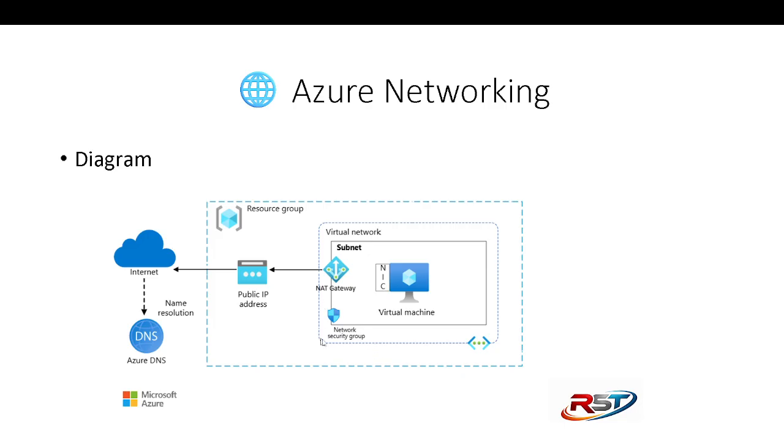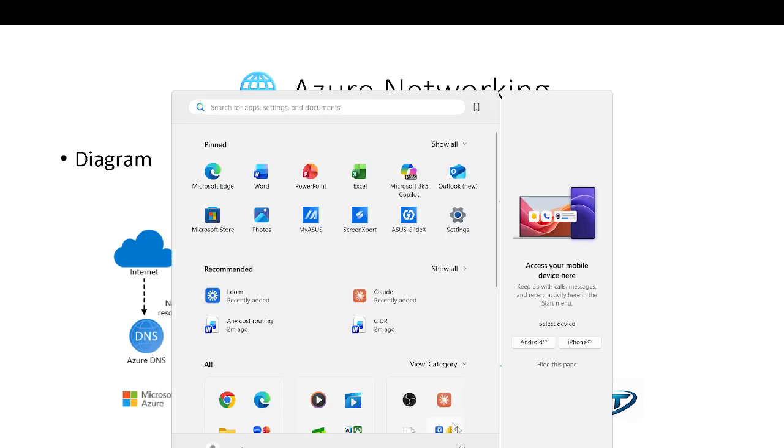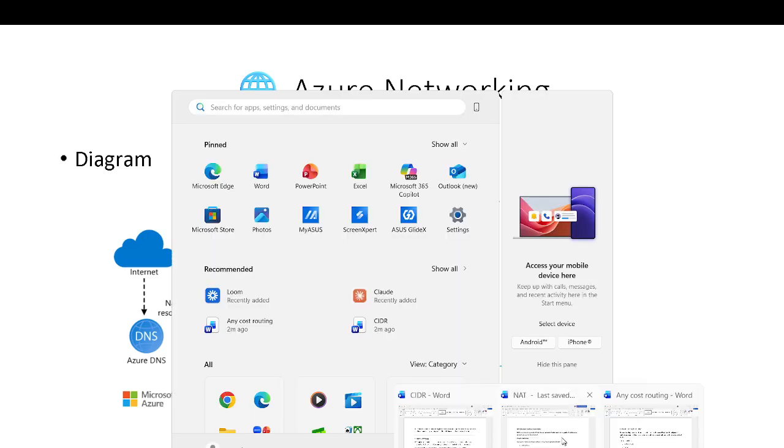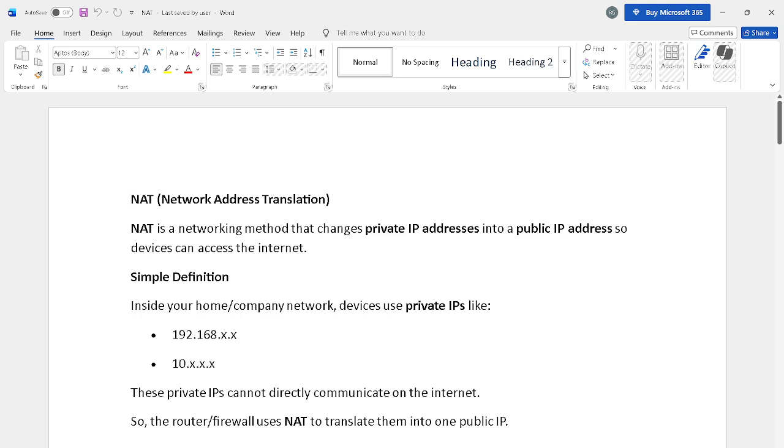So NAT, what is NAT? NAT is network address translation. NAT is the networking method that changes private IP addresses into public IP addresses, so devices can access the internet.